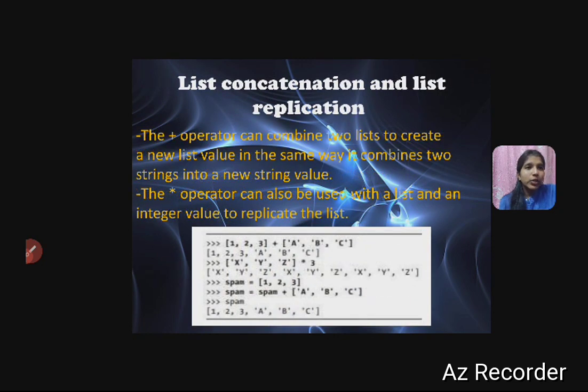List concatenation and list replication. The plus operator can combine two lists to create a new list value in the same way it combines two strings into a new string value. The asterisk operator can also be used with a list and an integer value to replicate the list.